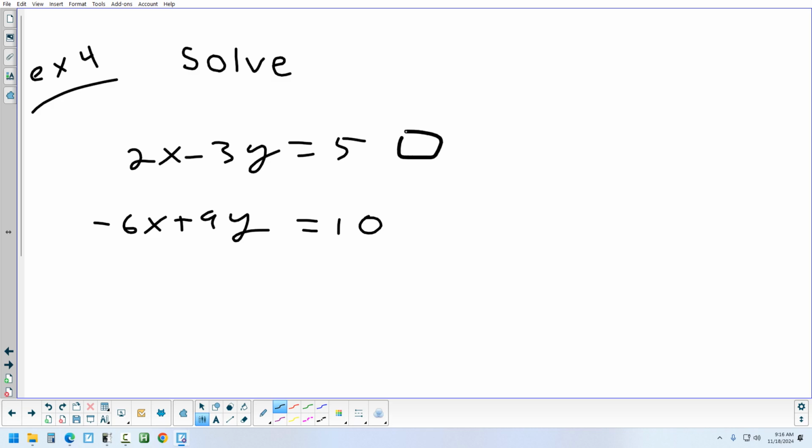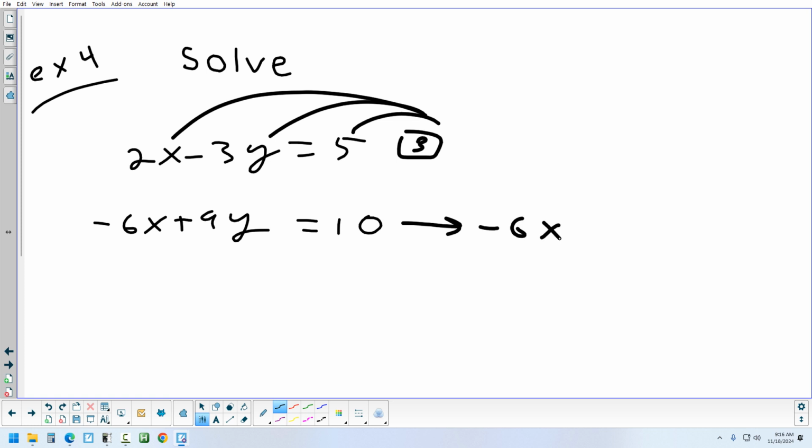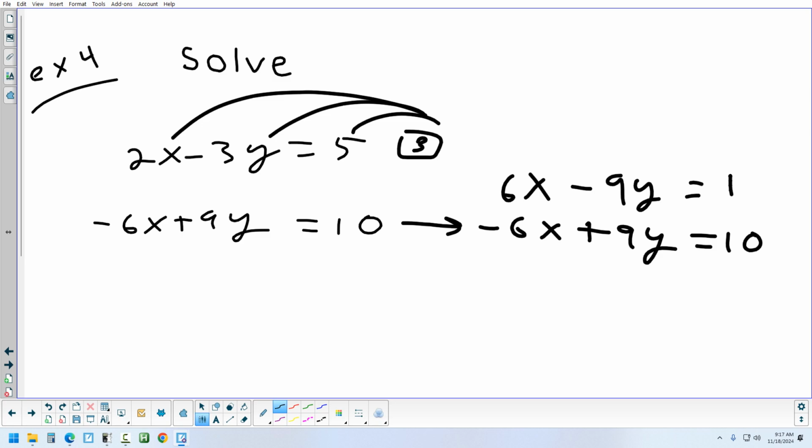What could you multiply the top equation by? 3. And because you can do that, and it'll directly give you the opposite of the number in the bottom, you don't need to multiply the bottom. So I'm just going to copy it. I'm going to do 6x plus 9y equals 10. And what's my new top equation? 6x minus 9y equals 15.